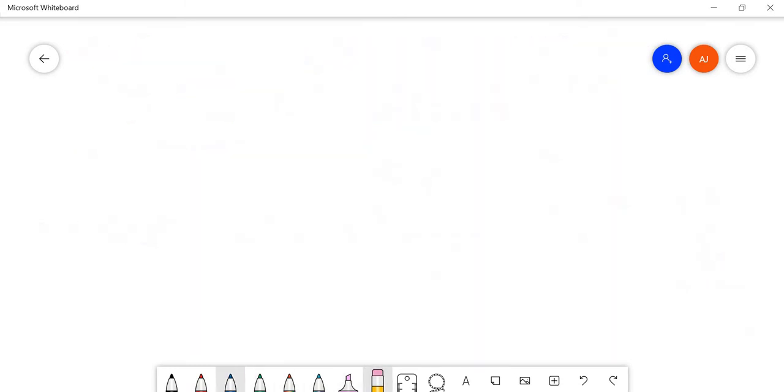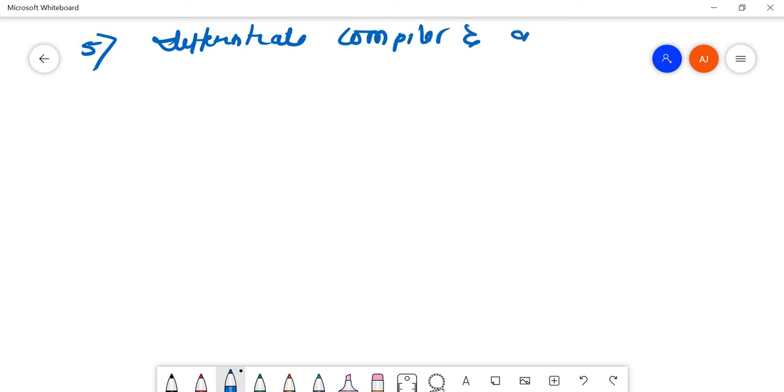Next question, question number 5: differentiate compiler and interpreter.